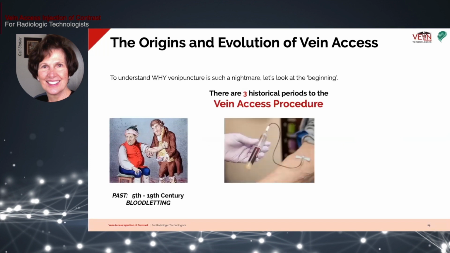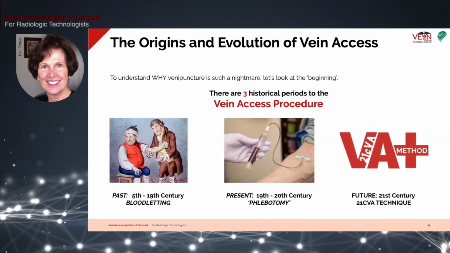So first, I want to tell you how we got here. There are 3 historical periods or eras to this venipuncture vein access procedure. In fact, it's vein access. The first period was bloodletting from the 5th to the 19th century. The next then became the phlebotomy era, and all the venipunctures are built on that phlebotomy foundation. And then we have the next generation, the 21 CVA. So let's look at this in a little bit of detail.